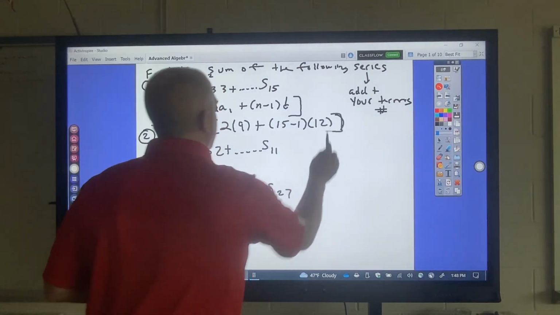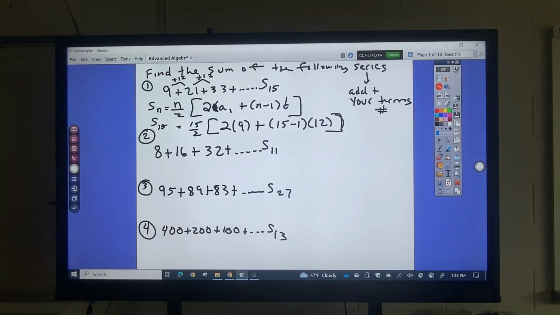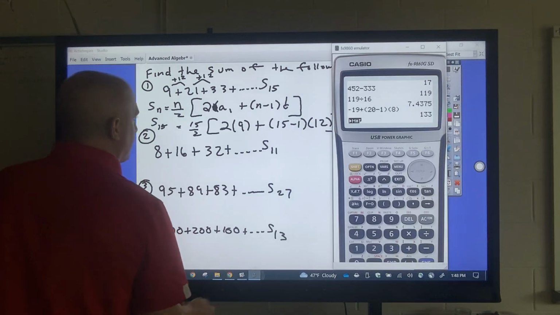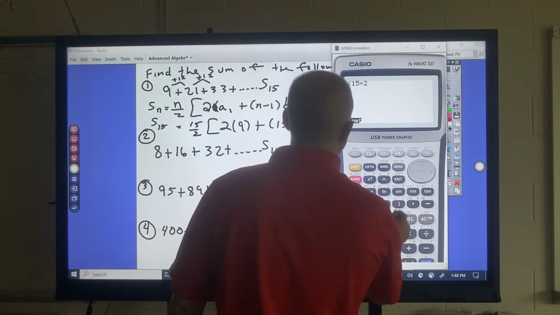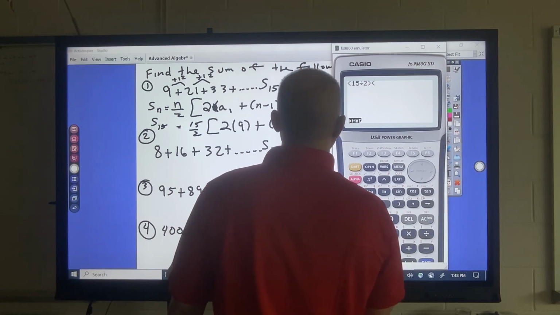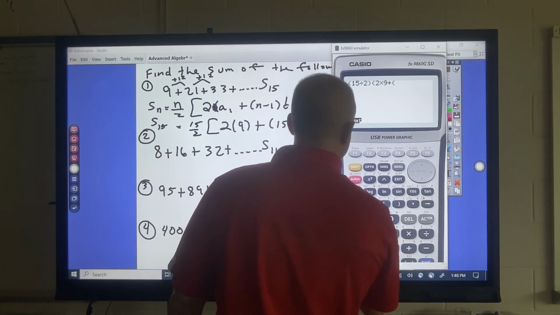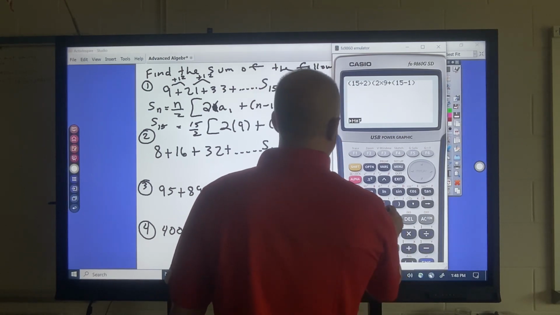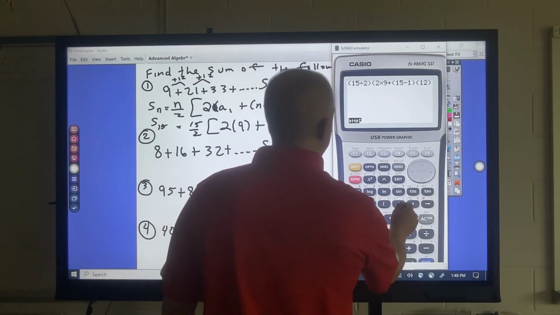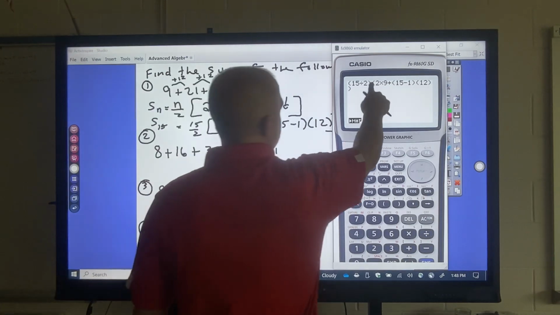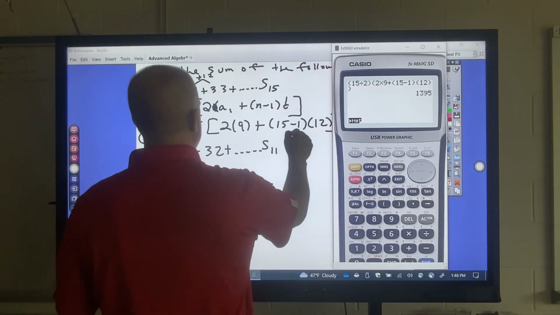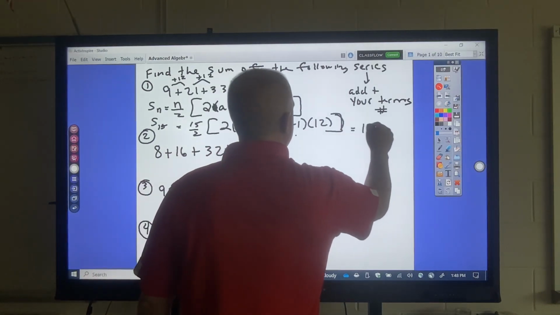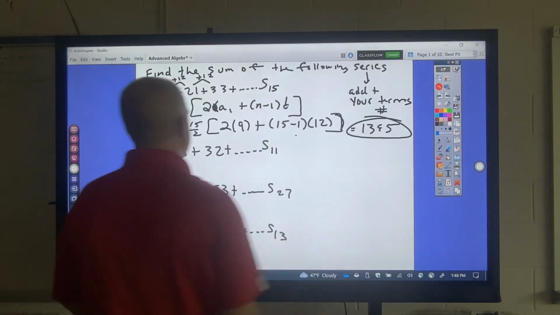Make sure you put parentheses around your fraction when you calculate it. So I got 15 divided by 2, parentheses 2 times 9, plus parentheses 15 minus 1, parentheses around 12, and then close it on the outside. You have to make sure you put a parentheses there and then a parentheses outside the 12. So that's going to be 1395. That is the sum if you added all those up.